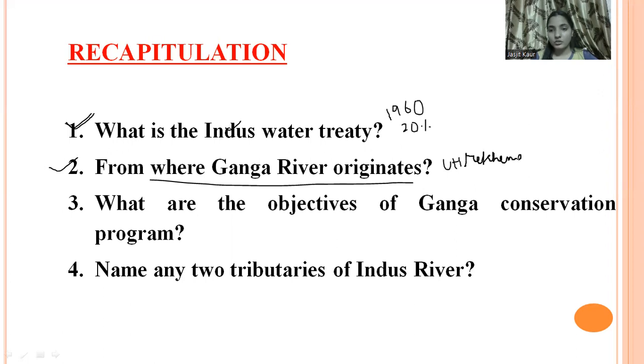Now, the third question is, what are the objectives of the Ganga Conservation Program? Yes, the first one is to eradicate pollution. The second one is to conserve the national river. And name any tributaries of the Indus River. Yes, we have Satluj, Vyas, Ravi, Jhelum, Chenab, and then Zaskar, and there are two more. So these are the different tributaries of the Indus River.